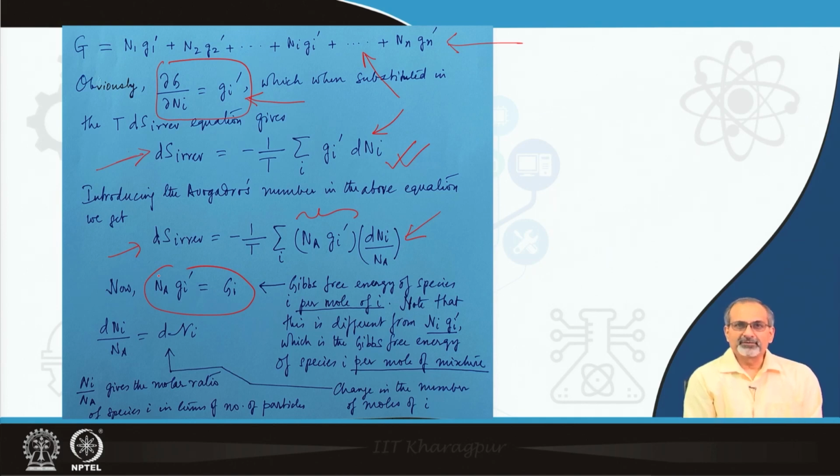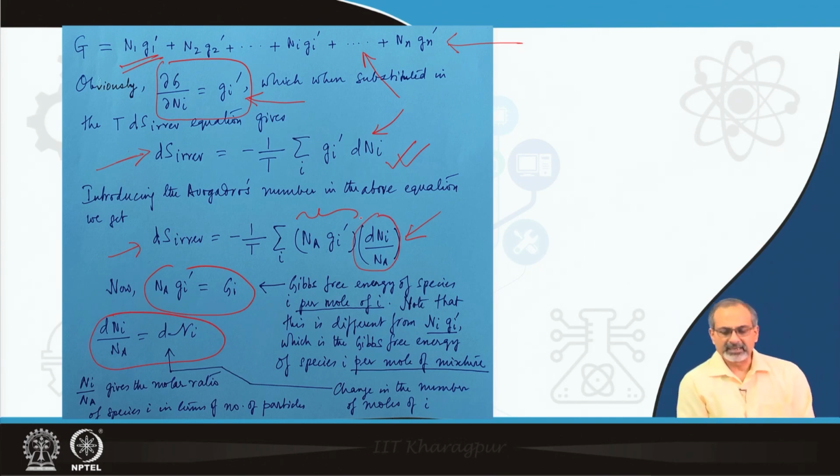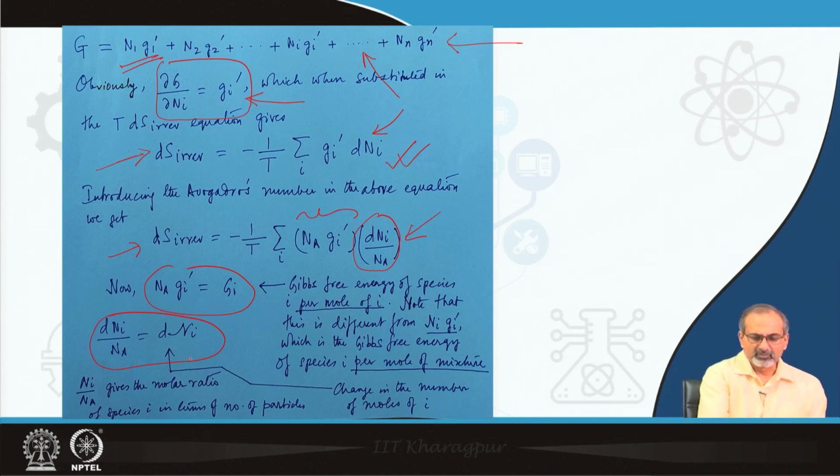Now, it is of course different from N_i times g_i', by the way, which is the Gibbs free energy of species i per mole of the mixture. So, that is what we had utilized in each one of these terms of the equation for G. And when you look at this term, which figures here, what are we talking about? We are talking about the change in the number of moles of i. That is basically what it represents. Now, N_i by N_A gives the molar ratio of species i in terms of the number of particles.